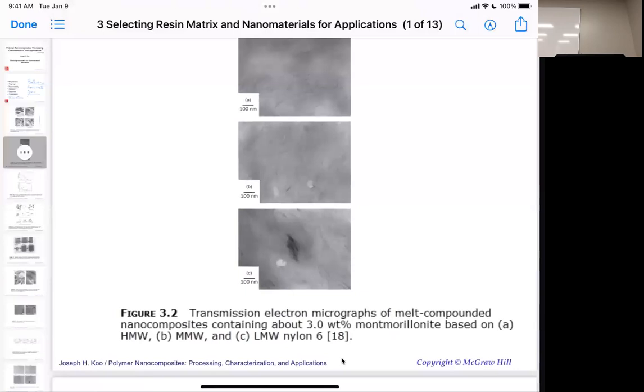So in this particular case, choosing a higher process temperature for this lower material would be important, or changing to a higher shear screw to get the same level of dispersion.